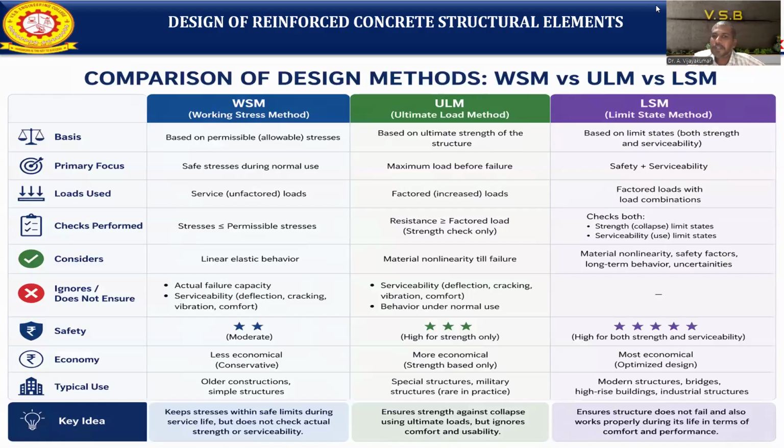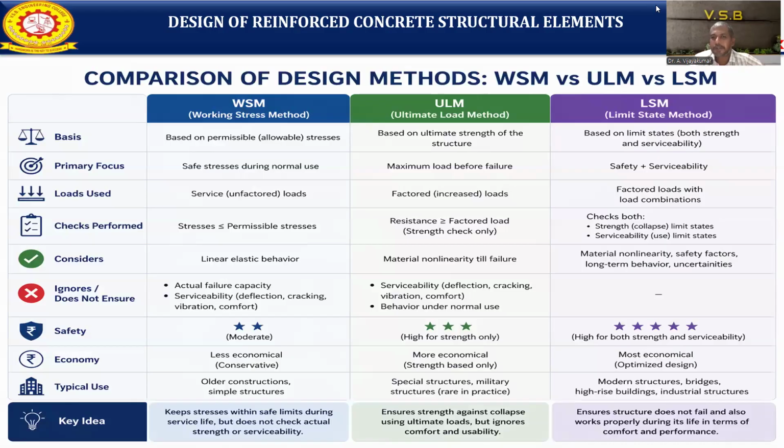But in the case of factored load, we are going to increase the loads for both steel as well as concrete. Here the factored loads come with load combinations: either a dead load, or dead load plus live load, or dead load, live load and wind load, then live load, wind load, and earthquake load.